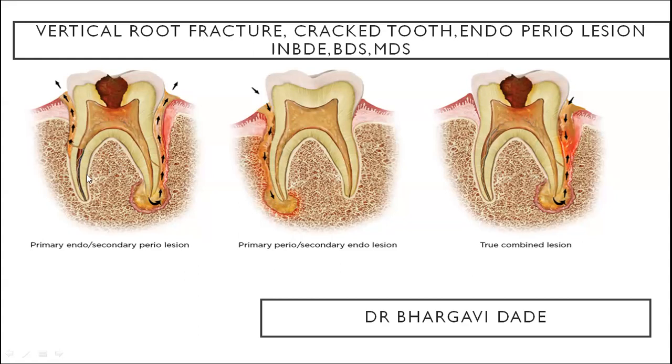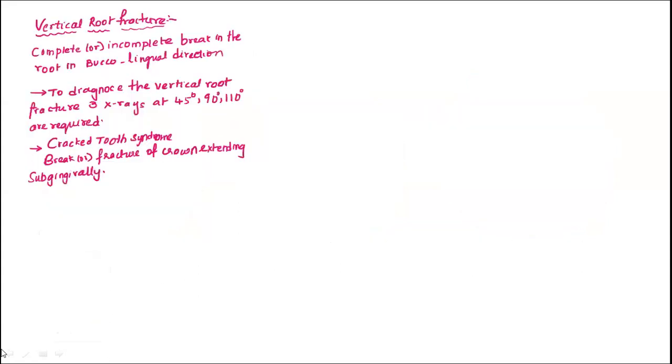Today I'm going to talk about vertical root fracture, cracked tooth and endo perio lesion. Now first let's talk about vertical root fracture. Complete or incomplete break in buccolingual direction is called as vertical root fracture. So there is a breakdown in buccolingual direction.